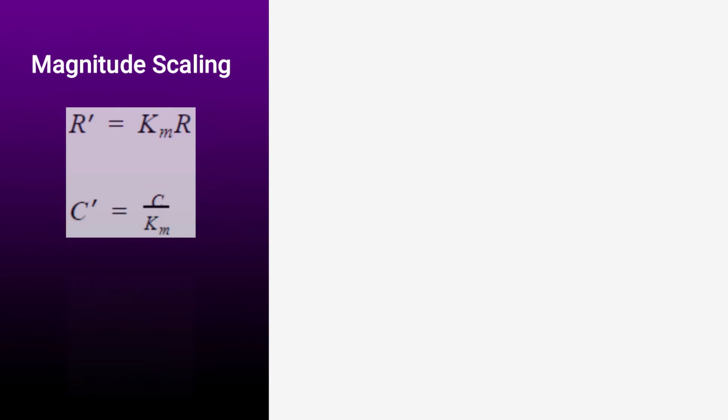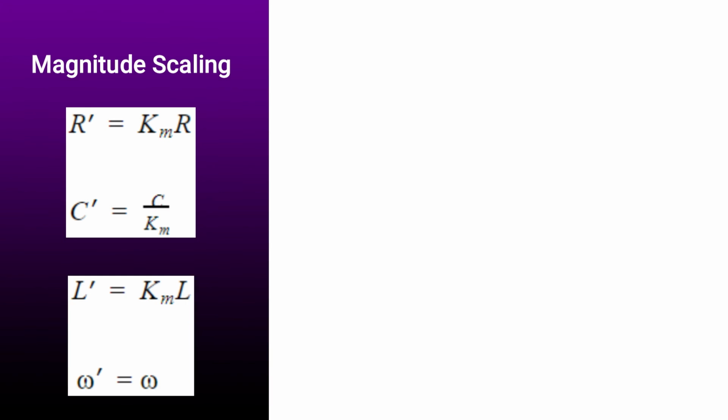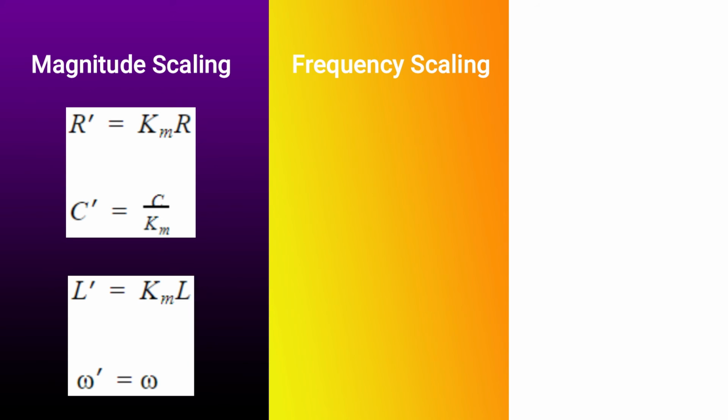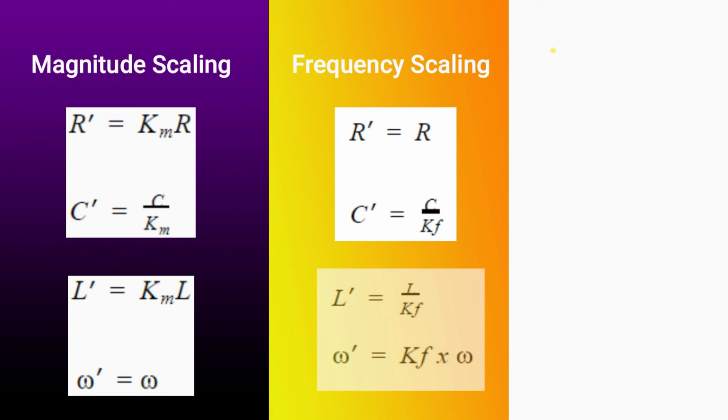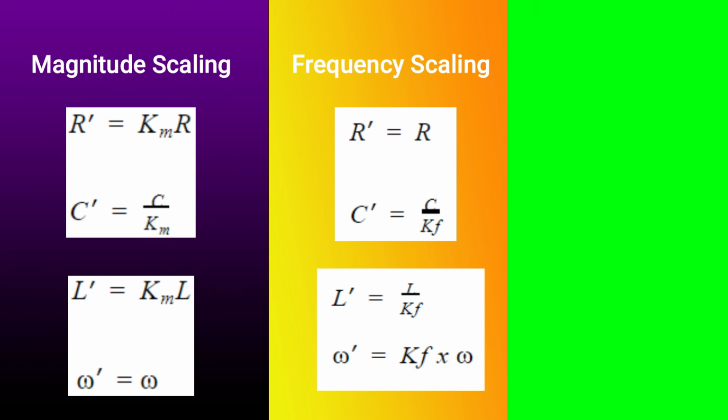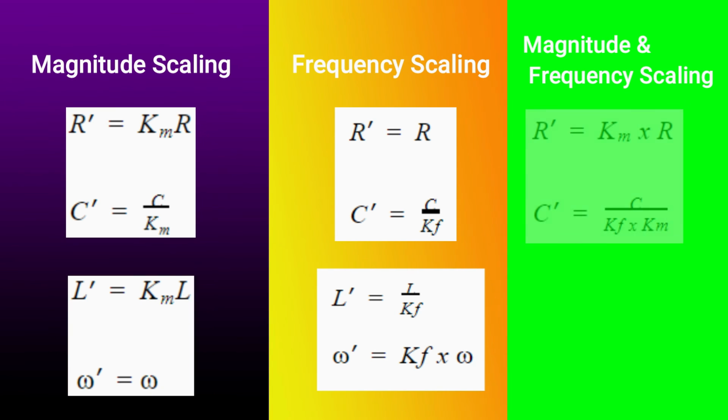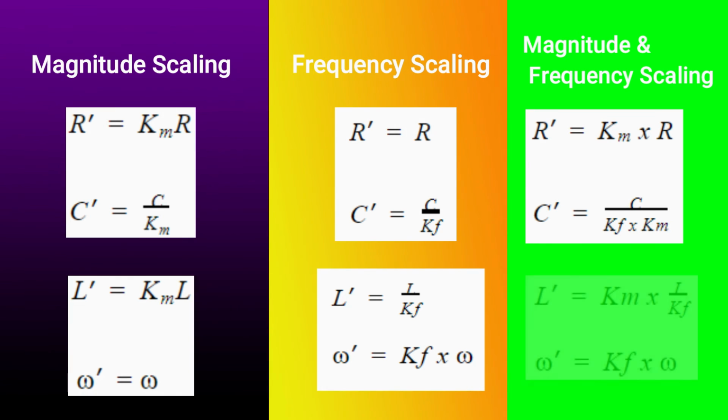Okay, the first column is the magnitude scaling. You can see the equations of magnitude scaling there. In frequency scaling, as I said before, the resistor is unaffected because it is frequency independent. With that being said, you can see the equations of frequency scaling in the second column. And if we scale magnitude and frequency at the same time, you can simply use the equations in the third column.